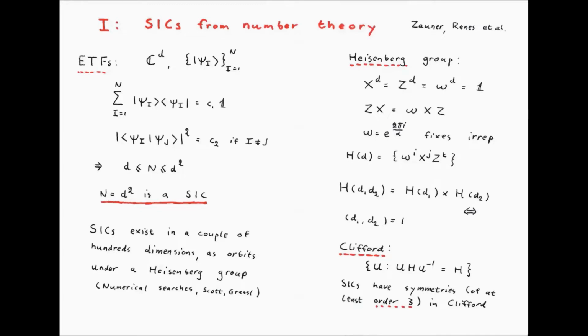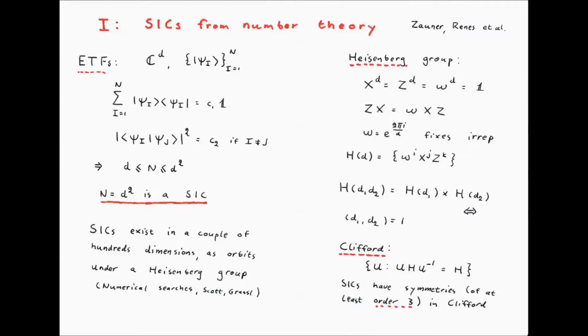It's quite easy to prove that the number of vectors in such a collection has to lie between D and D squared. If it's equal to D, it's very important: it's an orthonormal basis. If you reach the maximum, it's a SIC or a SIC-POVM. And since the minimum is very important, I expect the maximum to be important too.